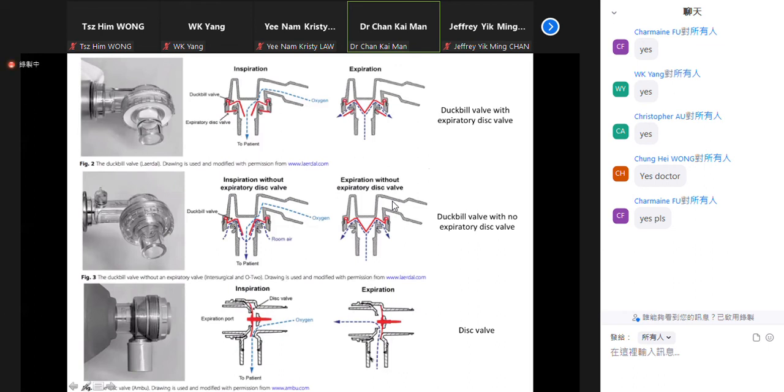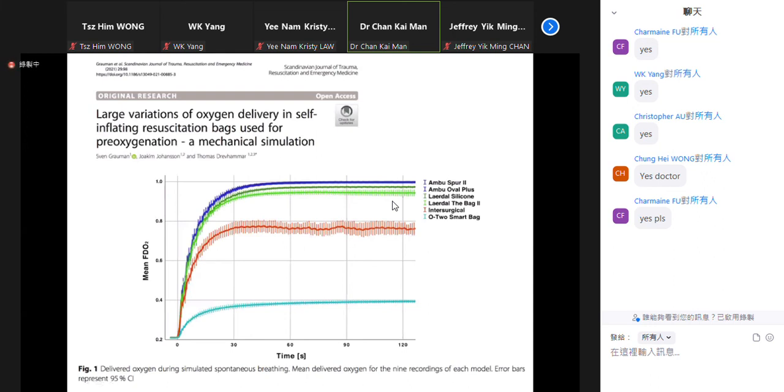An alternative design is the disc valve. So oxygen would go in, and then when the patient expires, it goes through the expiratory port. Indeed, we look at recent papers. We found that different models of resuscitation bag have quite variable performance in simulator settings. This is one of the papers that shows, using a mechanical simulator simulating spontaneous breathing, that the performance for delivering FiO2 can be quite variable.